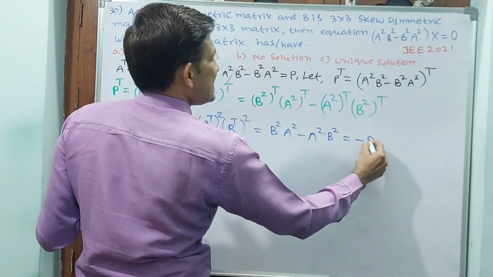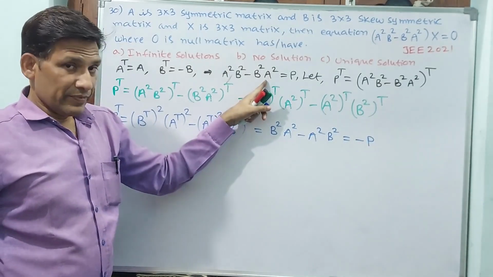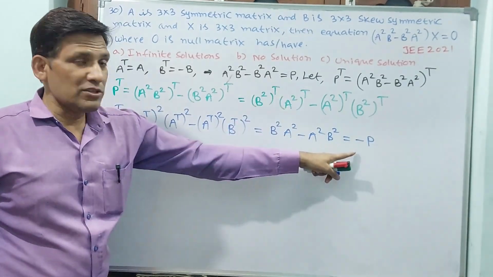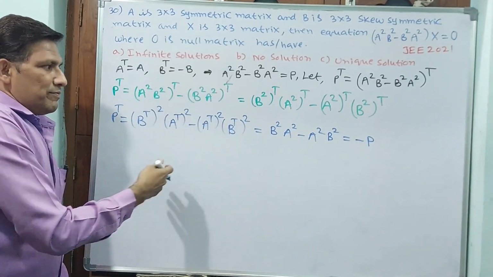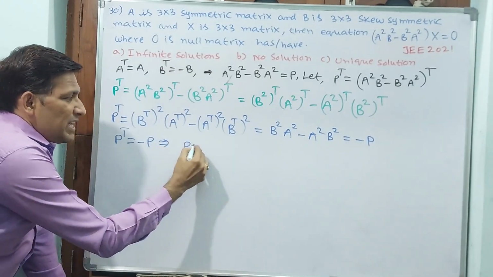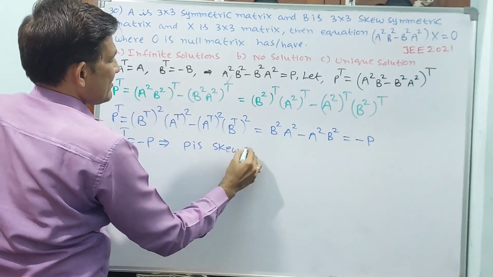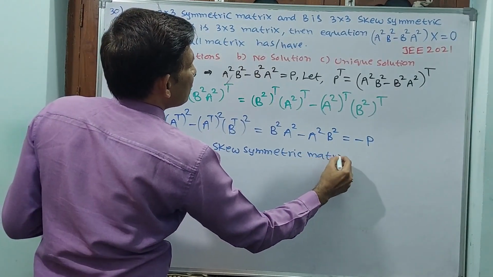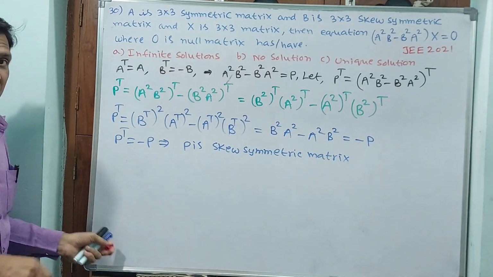What is it? You started with P as A square B square minus B square A square. But you have received B square A square minus A square B square. That means this is minus P. So once again, P transpose is equal to minus P, which implies P is skew symmetric. If P transpose is equal to minus P, P is a skew symmetric matrix.